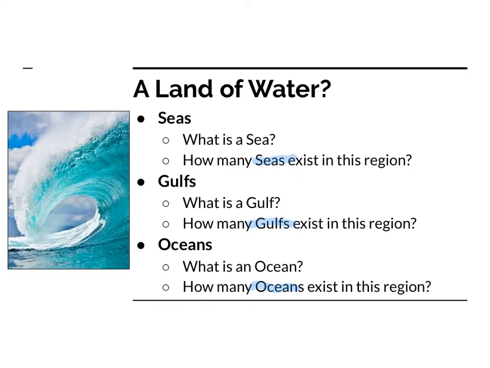So the goal for me is for you to be able to identify why it is so dry even with all of these different resources. Your job for today is to be able to identify what a sea is, what a gulf is, and what an ocean is, and see how many you can find within this region and which ones you can list. That will be the assignment that's loaded in Canvas in conjunction with this presentation.